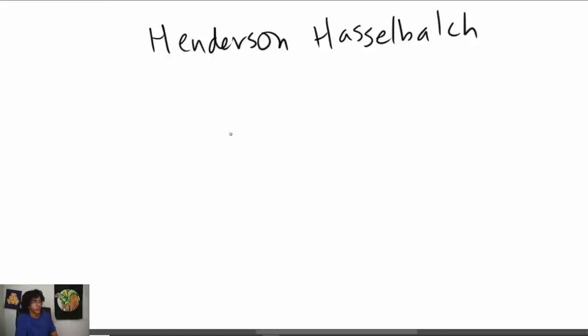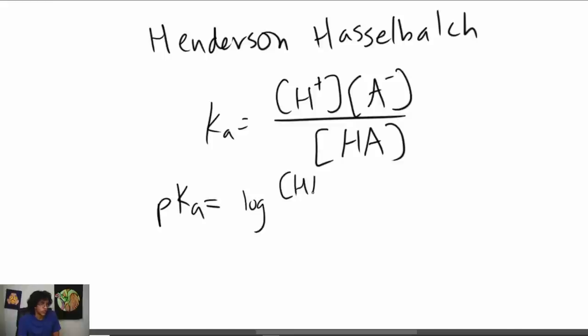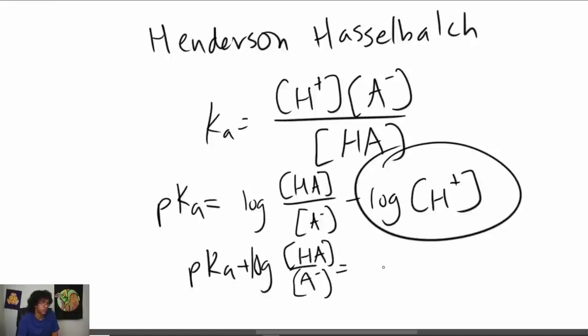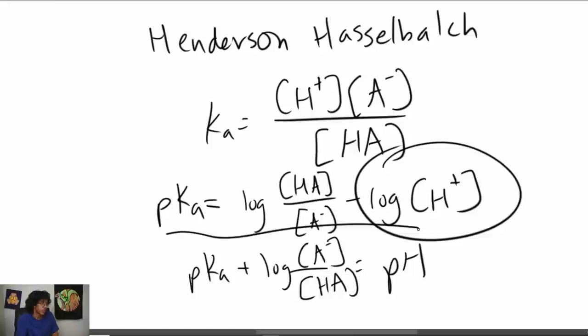Essentially we could derive this equation by saying that Ka is equal to H+ times A minus, where A minus is the conjugate base, over HA. Now, if we take the log of this, we basically get that pKa is equal to log of HA over A minus, minus log of H+. And we know that negative log of H+ is just pH. So we get pKa plus log of HA over A minus is equal to pH. We just bring this over to that side. So we get pKa plus log of A minus over HA is equal to pH. And that is the Henderson-Hasselbalch equation.